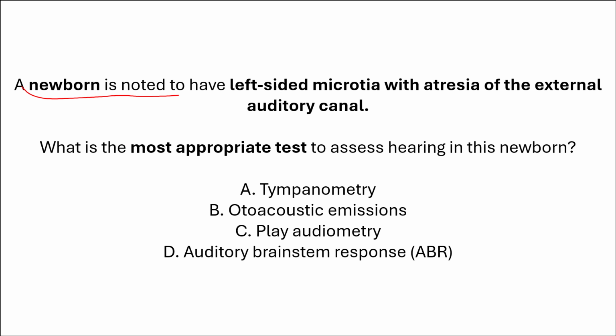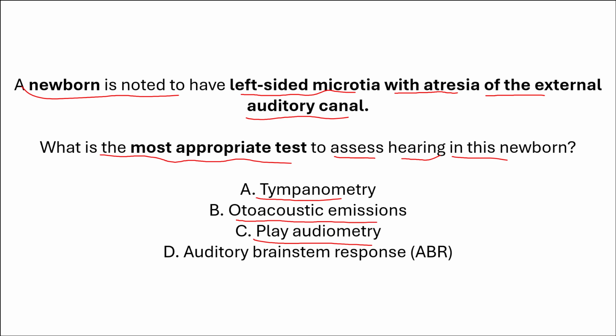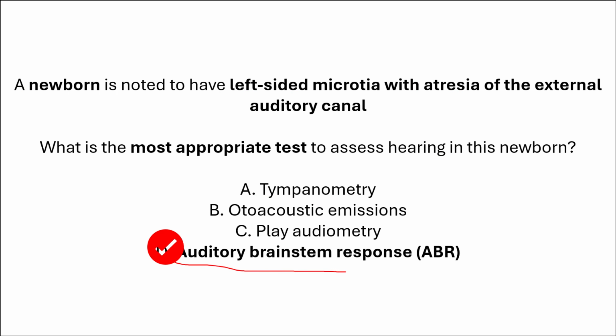A newborn is noted to have left-sided microtia with atresia of the external auditory canal. What is the most appropriate test to assess hearing in this newborn? Tympanometry, otoacoustic emissions, play audiometry, auditory brainstem response. The best option in this case is auditory brainstem response. It will depend on bone conduction for measuring the hearing, not the air conduction. Otherwise, routinely we use otoacoustic emissions for all infants after birth for hearing screening.